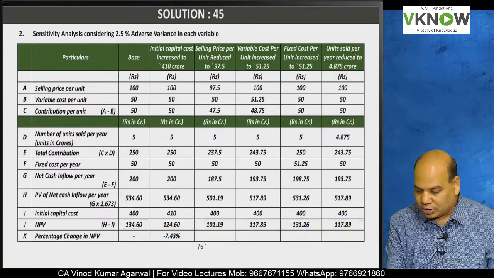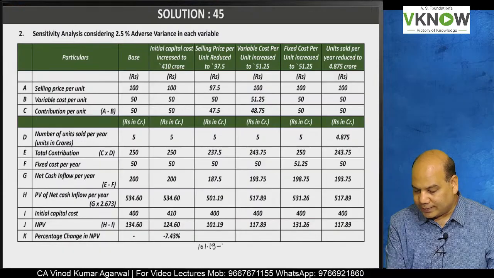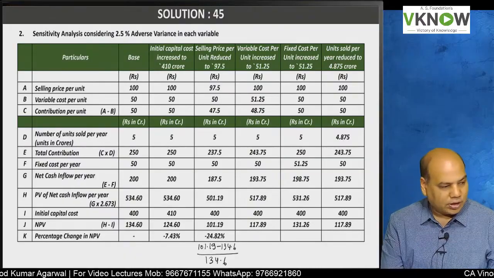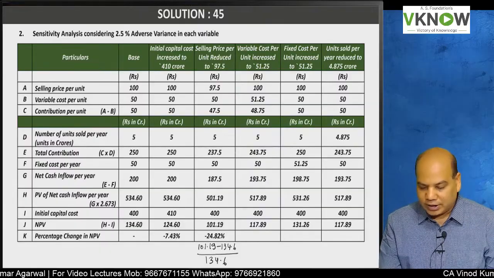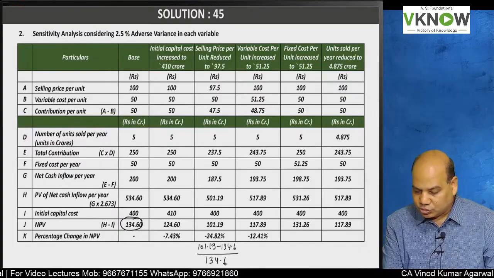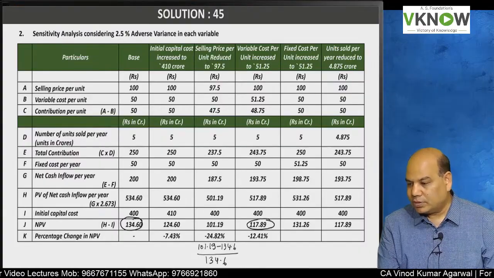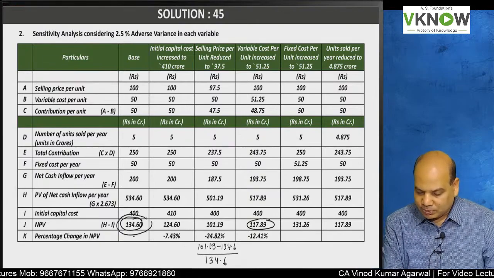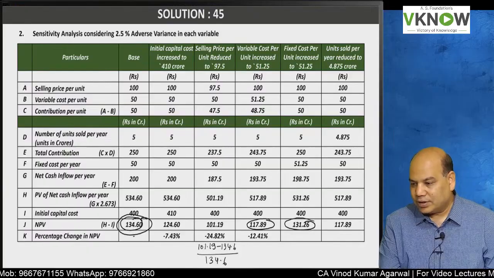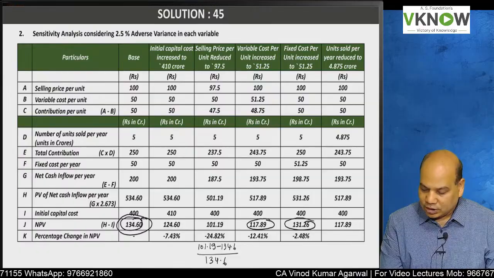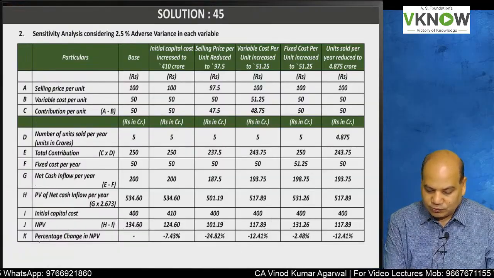Next one, you write like this: 101.19 minus 134.6 divided by 134.6. On your calculator you can do it: minus 24.82. Next one, compare these two, divide by 134.60: minus 12.41. Now compare this and this, divide by 134.60: minus 2.48. Last one, minus 12.41%.